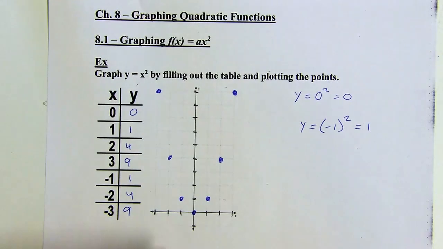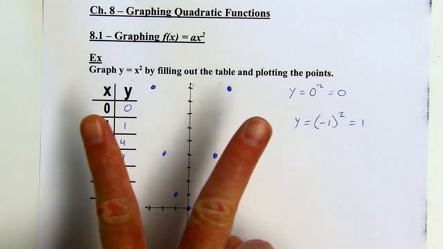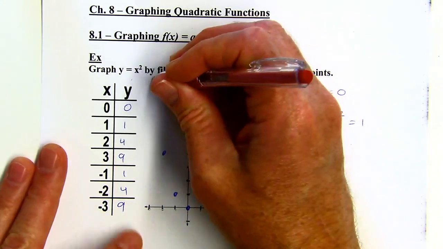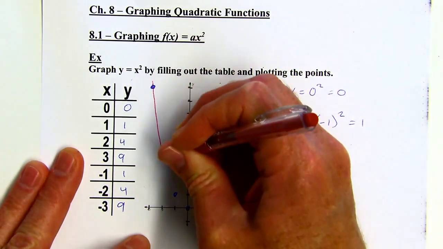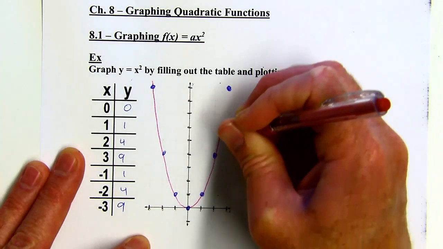Okay, and hopefully you can see that this is starting to curve a bit. It's not just a v like an absolute value function. It has a curve to it. It looks more like a u than a v. So it's going to look something like this.